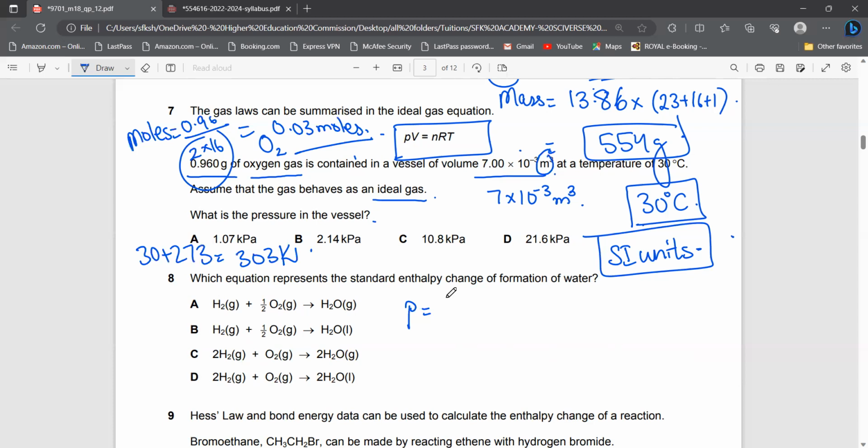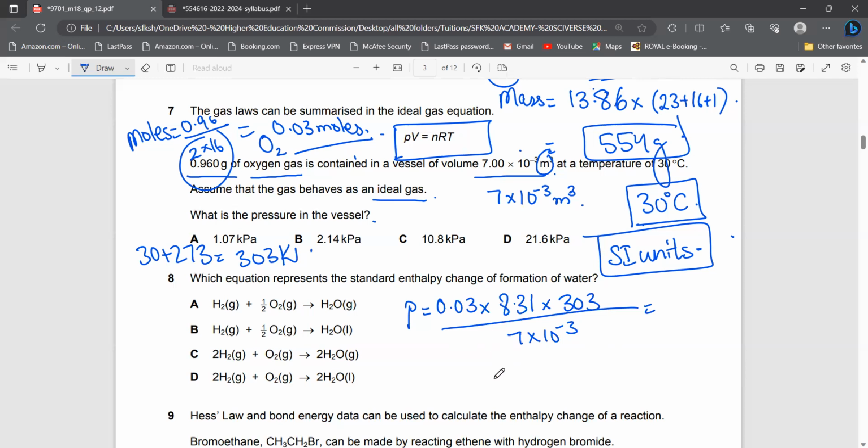The moles are, wait, where did the moles go? Oh, here they are, 0.03, 8.31, 303. Volume is 7 × 10^-3. Let's calculate the answer now. 0.03 into 8.31 into 303, all divided by... wait, it's 303, not 303 squared. Okay, divided by 7 × 10^-3.